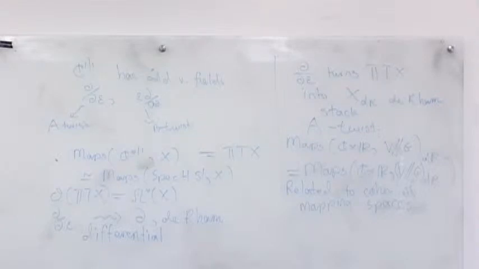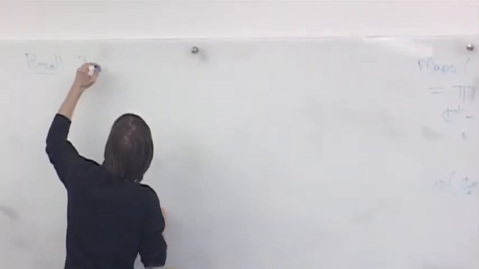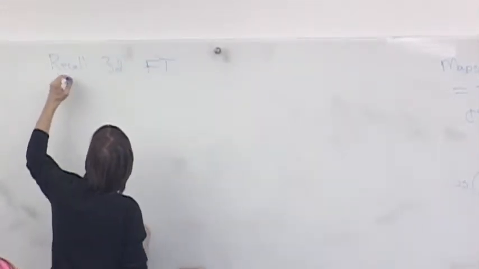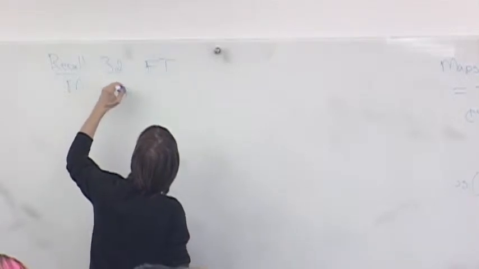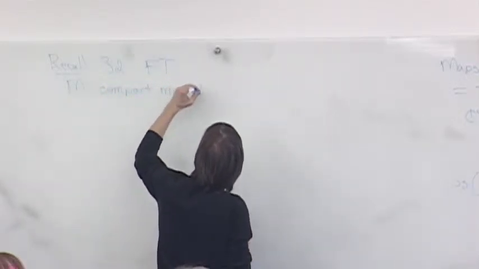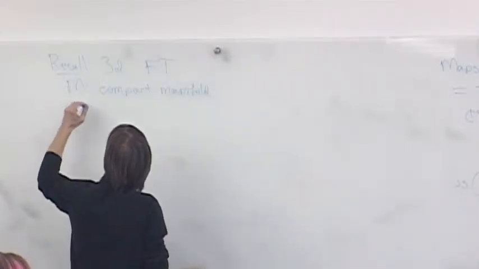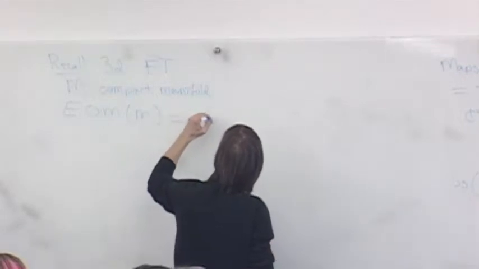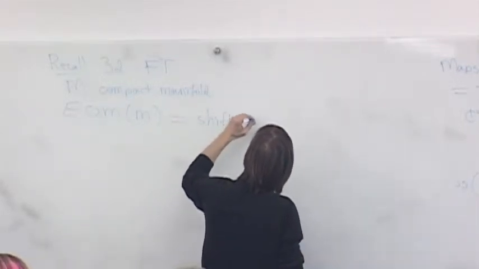So as a reminder, for example, a 3D field theory will assign to M, a compact three-manifold, equations of motion on M, which is a shifted symplectic space.